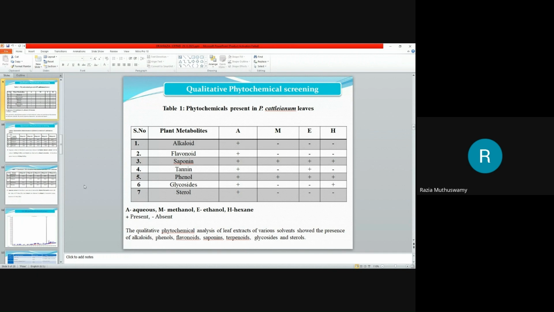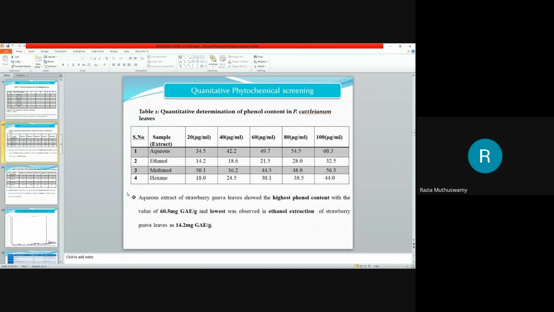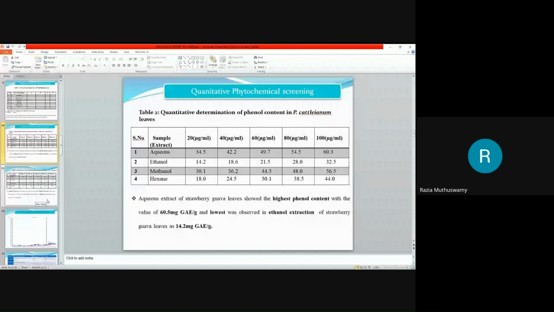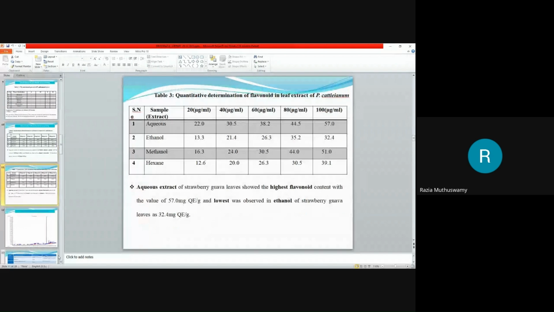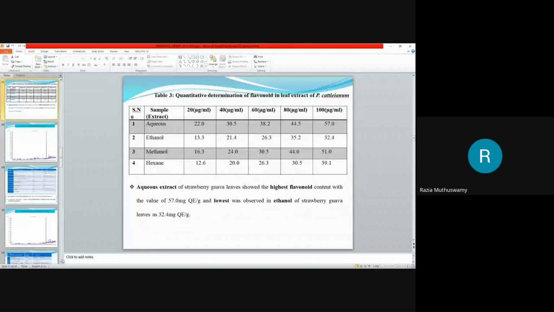The next one is the quantitative phytochemical screening of strawberry guava. For quantitative determination, I have chosen phenol and flavonoid because of their rich antioxidant property. The aqueous extract of strawberry guava leaves showed high phenol content, the value is 6.5 mg per gram, whereas it was lowest in ethanol extract, that is 14.2 mg per gram. For quantitative determination of flavonoid in the leaf extracts of strawberry guava, the aqueous extract showed the highest flavonoid content, the value is 57.0 mg per gram, and the lowest value was observed in ethanol, 32.4 mg per gram.